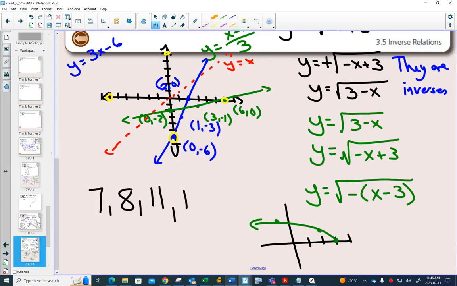Questions for practice on this one? 7, 8, 11, and 13. And 11 and 13 I would call problem-solving questions. So when you're working on those, if you get stuck, do not feel bad. Come in for extra help. But they will be a little bit more challenging.